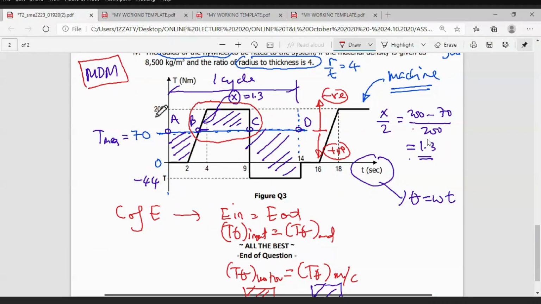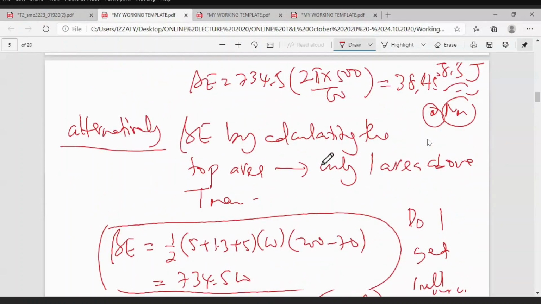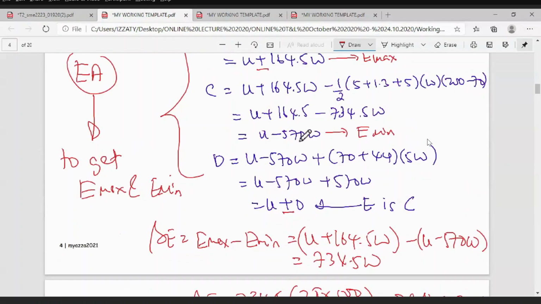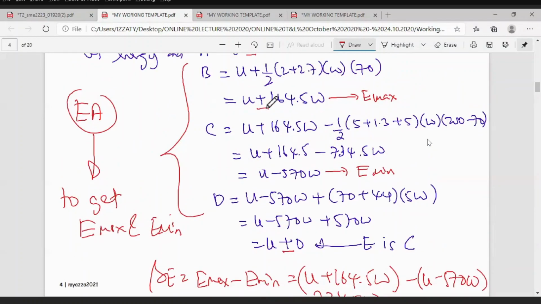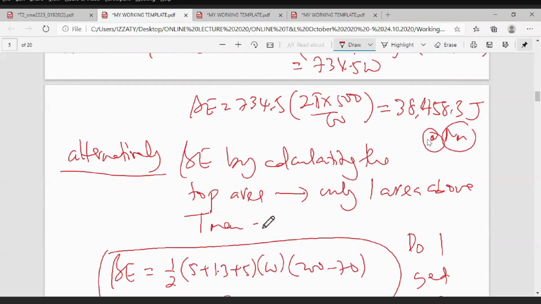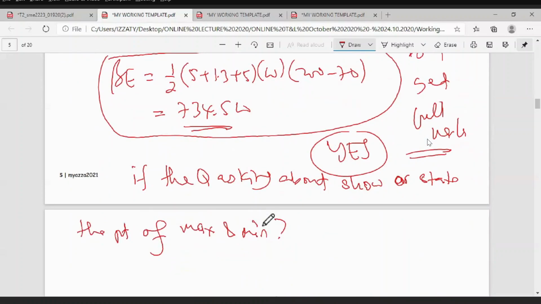Correct? You do not know whether A, B, or C. By calculating this one, you know that it will fall at E minimum and B maximum. But by doing this one, you do not know where the maximum and minimum will fall. So for this one, you will be deducted a couple of marks because you do not show where the maximum and minimum are. In other words, you have to read the question very carefully. The equation doesn't bother about asking or pointing out where the maximum and minimum points are.